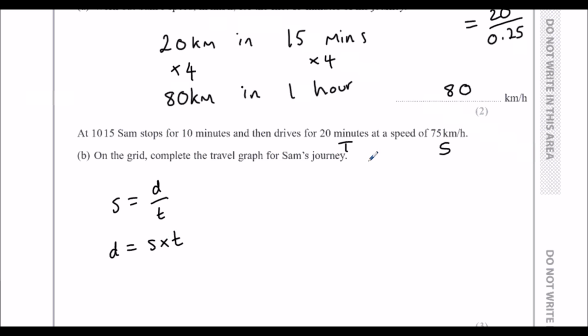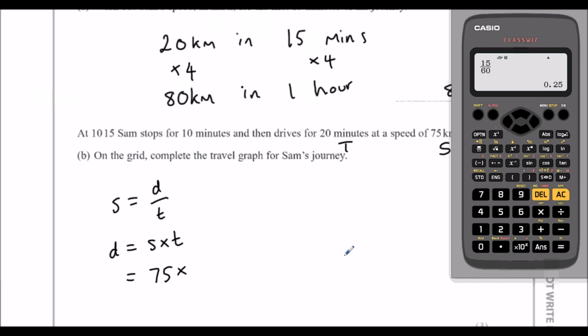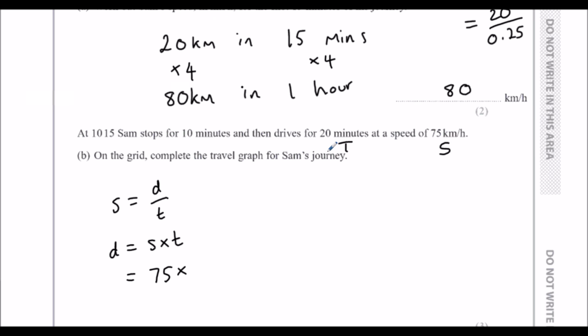And again, we can't use minutes. We need to use hours. So 20 minutes is how much of an hour? So 20 60ths is the same as 1/3. So it's 1/3 of an hour. 75 times 1/3 is 25. So it's 25.